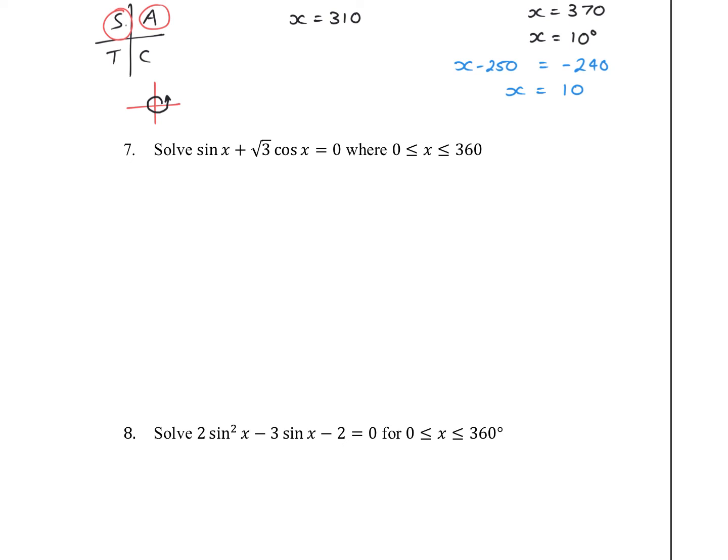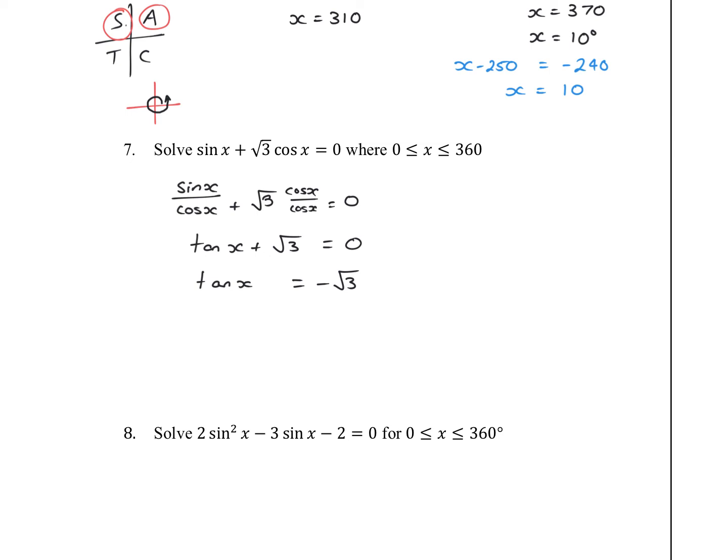Okay, so if we divide them all by cos, we're going to have sine x over cos x plus root 3 cos x over cos x is equal to 0. So sine x over cos x is equal to tan x. So we can now say tan x plus root 3 is equal to 0, because cos x divided by cos x is 1. So then tan x is equal to negative root 3.